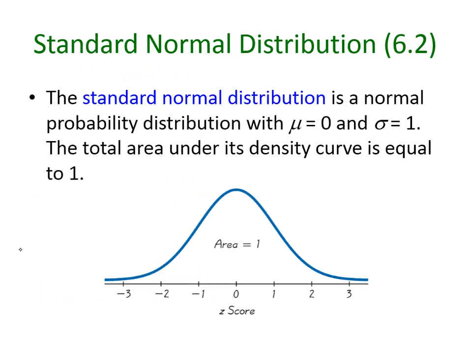A normal probability distribution with a mean of 0 and a standard deviation. The area under its curve is... now, this is not a normal distribution. The standard normal distribution is even more specific. The standard normal distribution has a mean of 0.